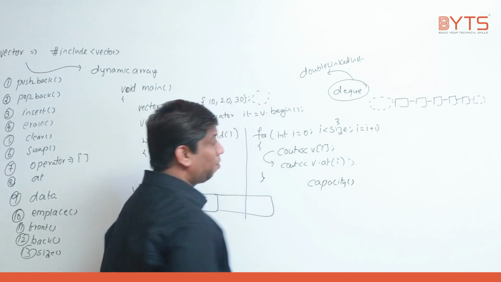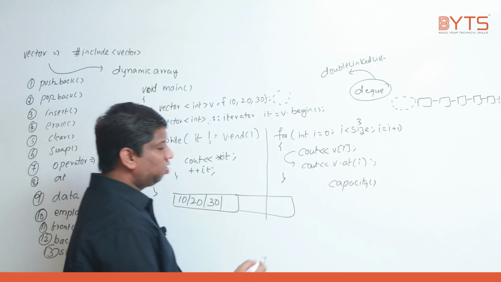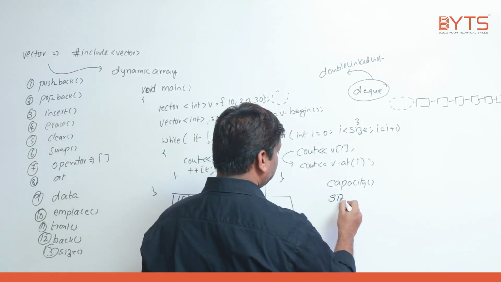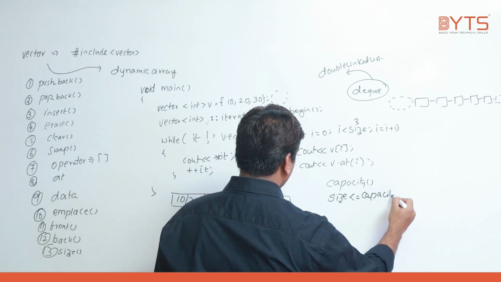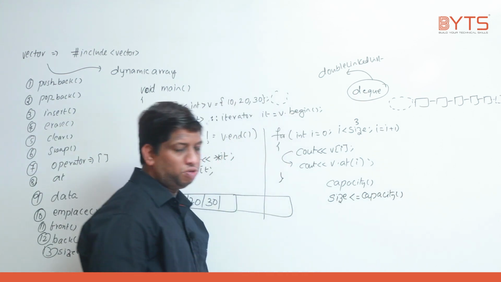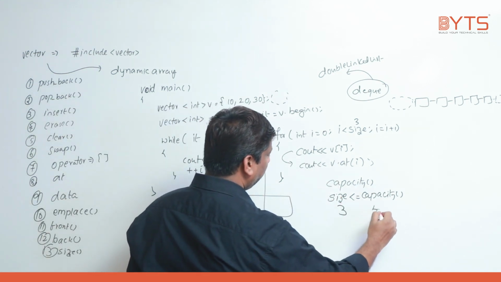What is the need of capacity here? Listen carefully, there is another function called capacity. First, the equation is: size is always less than or equal to capacity. Let me explain why the concept is designed like this. Now, what is the size? 3, and capacity will be 4.